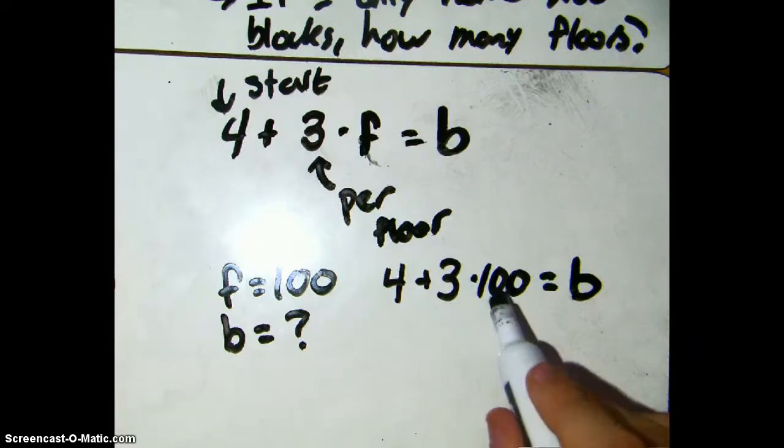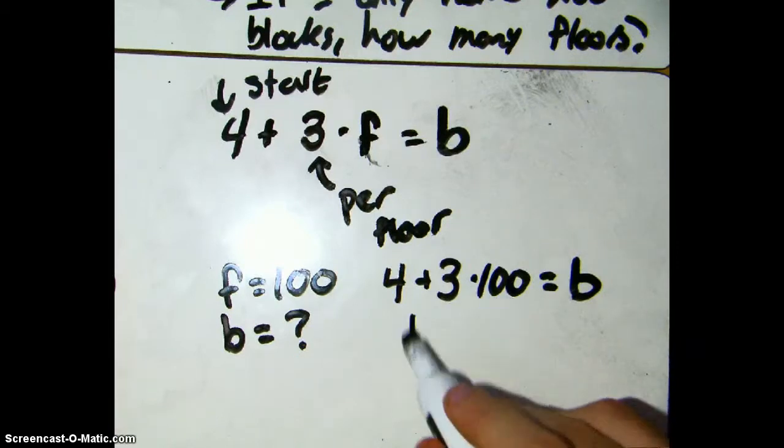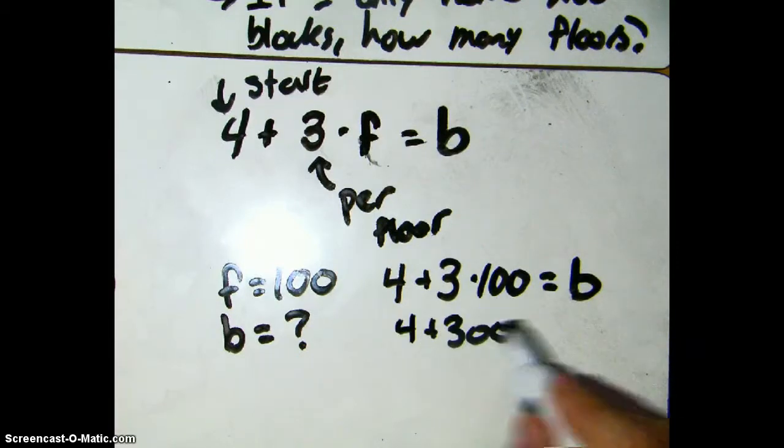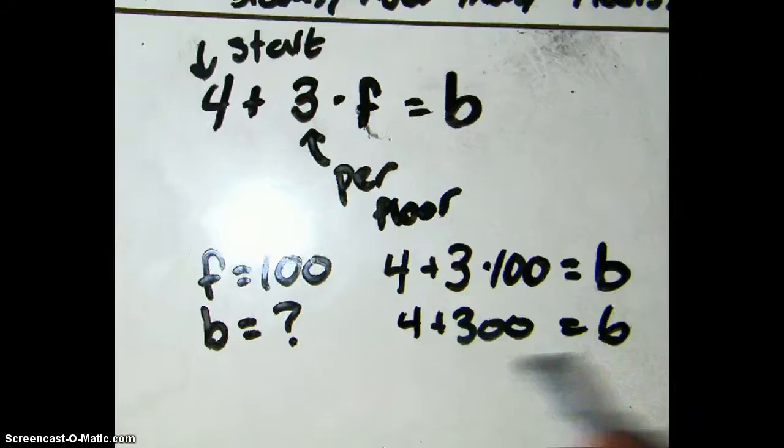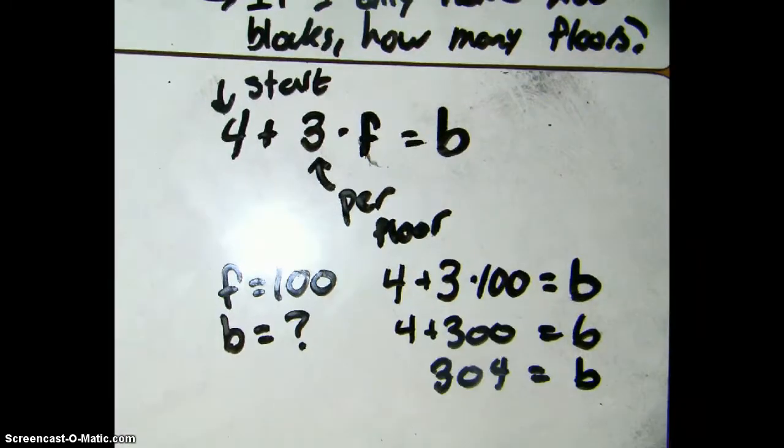3 times 100 is 300. Bring down the 4. 4 plus 300 is 304. Okay, if I were going to make a tower that was 100 floors tall, I would need 304 blocks. Alright, that makes sense. Now for the second question.